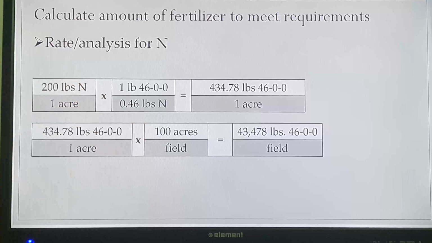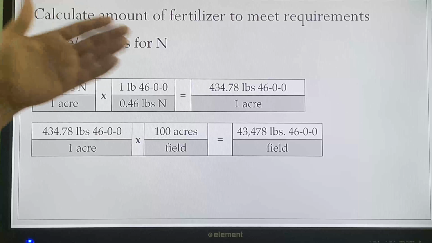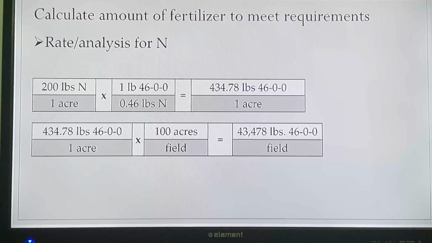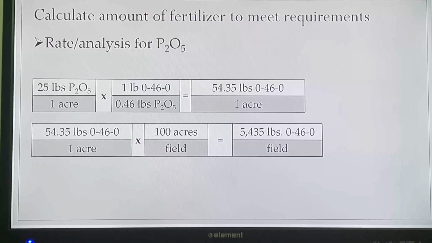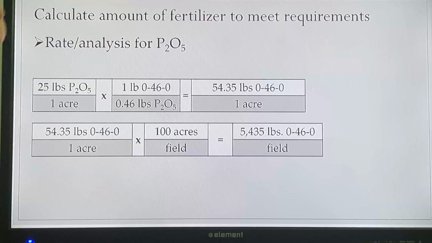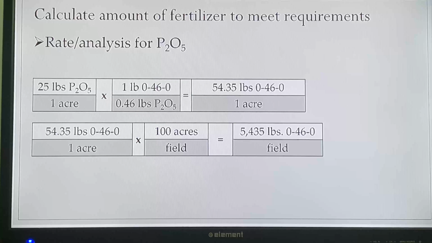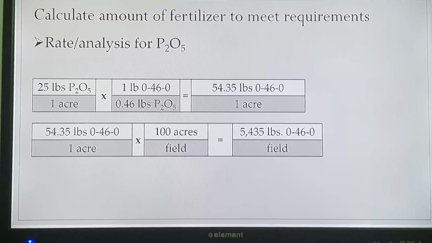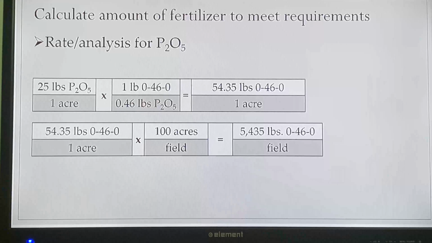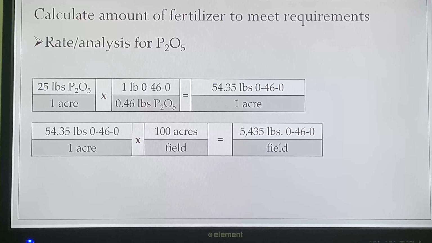To make it simple, we just have a 100-acre field, so we need 43,478 pounds of urea. We would do the same thing for our P2O5, rate over analysis. That comes out to needing only 54.35 pounds of, this is actually superphosphate per acre, times how many acres we need. We know that we need 5,435 pounds of this material for the field.